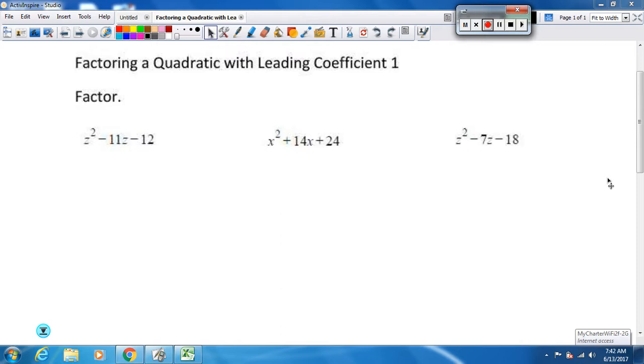In order to factor a quadratic with a leading coefficient of 1, that means there are no numbers in front of your squared term. Since there's no number in front of your squared term, you want to just make two sets of parentheses. And you have two z's, so you want to split them up evenly.